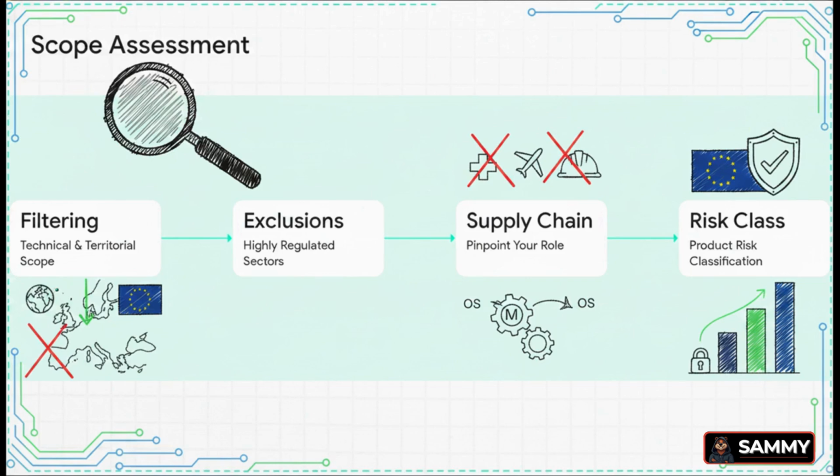And fourth is product risk classification. This ranges from a default self-assessment all the way up to mandatory external EU certification for critical infrastructure. It's just a brilliantly simple way to map out your obligations.